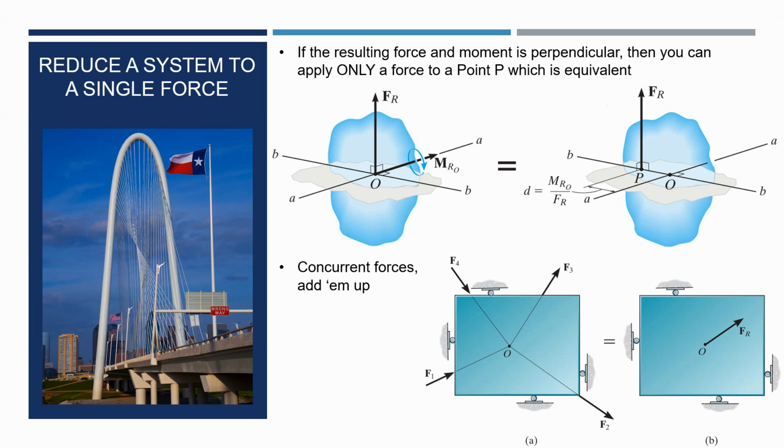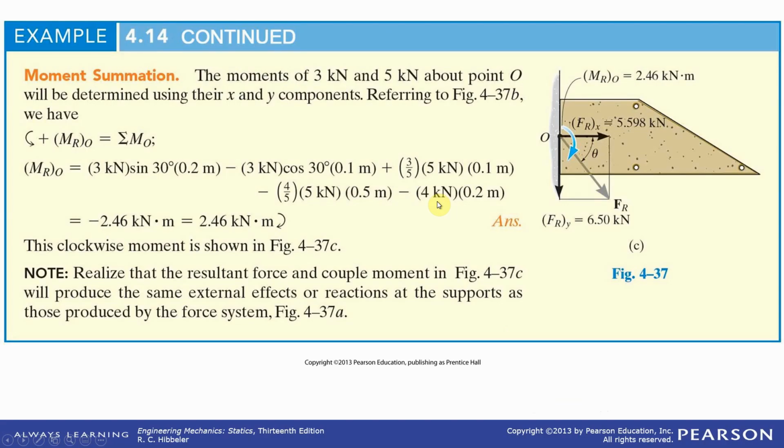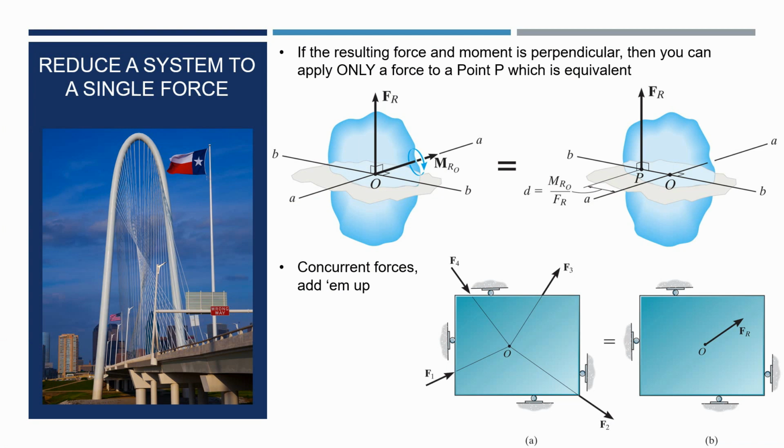So a single force acting at, so here's an idea. If you reduce to a force and moment which are perpendicular to each other, and you'll notice on this problem it is, the moment's coming in and out of the page. It's in the negative z direction, and the force is perpendicular to that. So you can get an equivalent force.